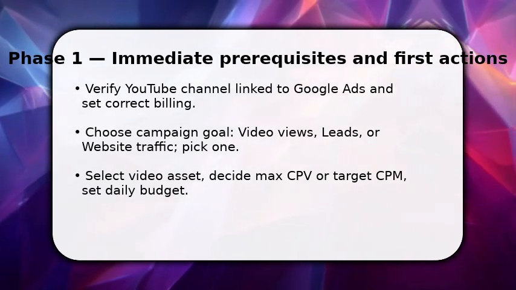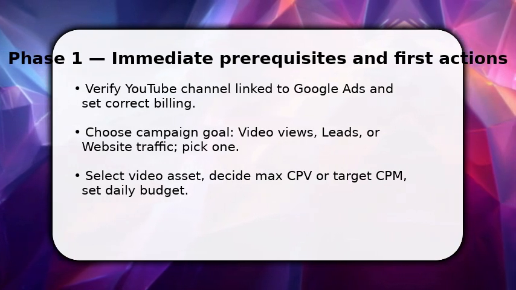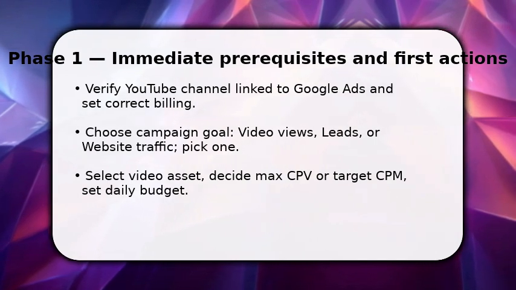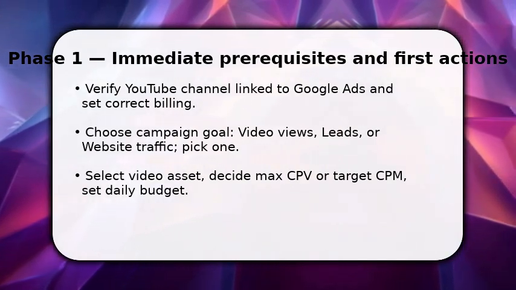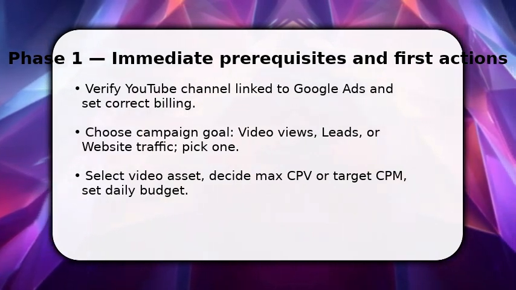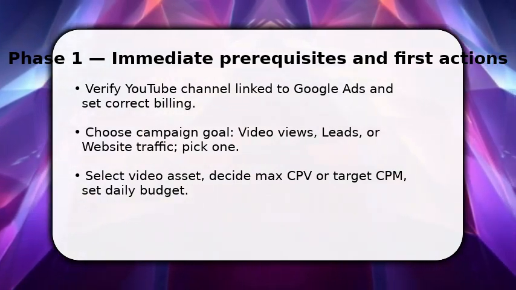Once done, pick the exact video you'll promote, set a clear daily budget and bidding method like max CPV or target CPM, and select the countries and languages you want. Make sure to skip unnecessary settings. Focus on reach, bid, and asset to get ads running fast.